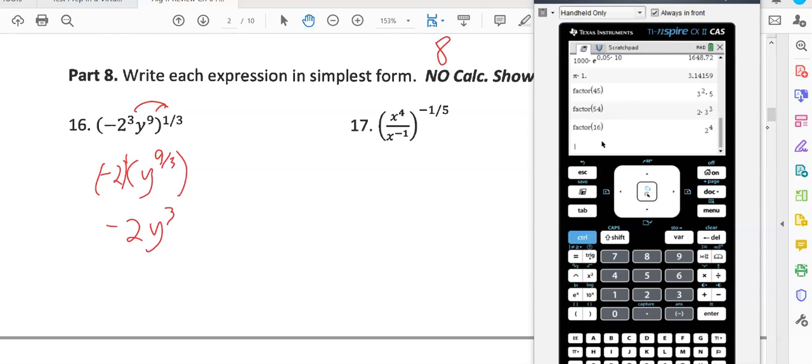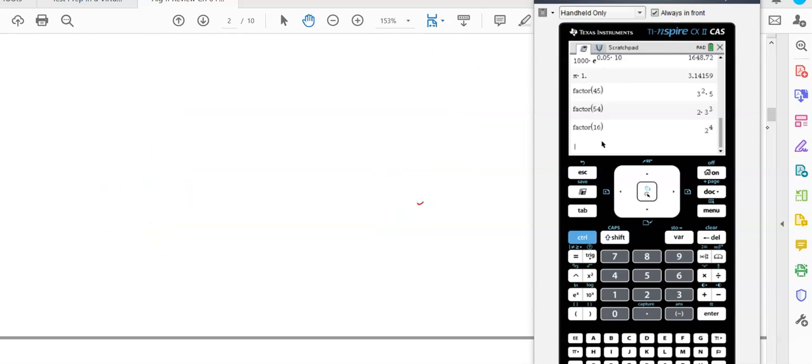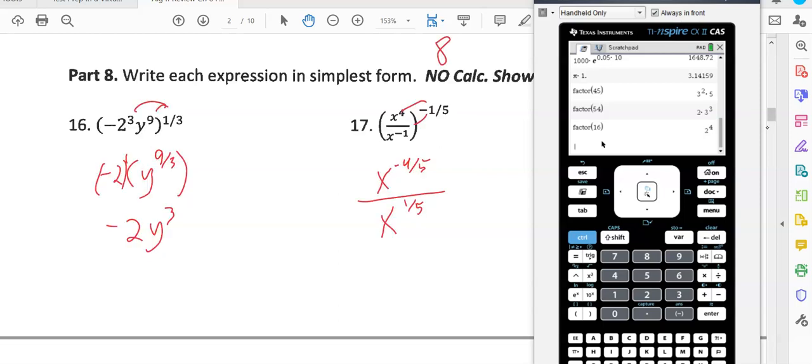And this one, okay, so that's going to both exponents there. So this would be x to the negative 4/5 over x to the positive 1/5. And so remember, that's subtraction. So x to the negative 4/5 minus 1/5 is really x to the negative 1, or negative 5/5, which is 1 over x. I think that's your final answer there.